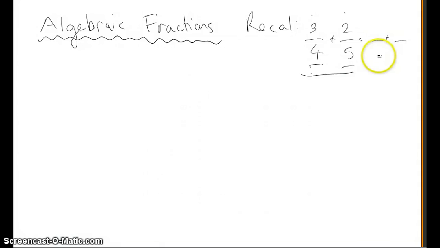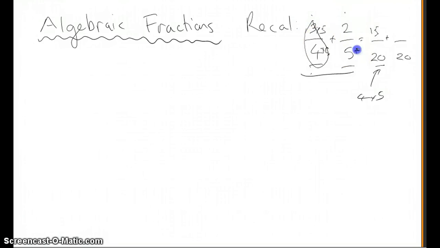Now, I'm going to choose 20 as my new denominator, and I got that by going 4 times 5. With this fraction, I had to multiply the denominator by 5 to get 20. Therefore, to make an equivalent fraction, I have to do the same to the top as I did to the bottom line. So 3 5s are 15. So 15/20 is the same thing as 3/4.